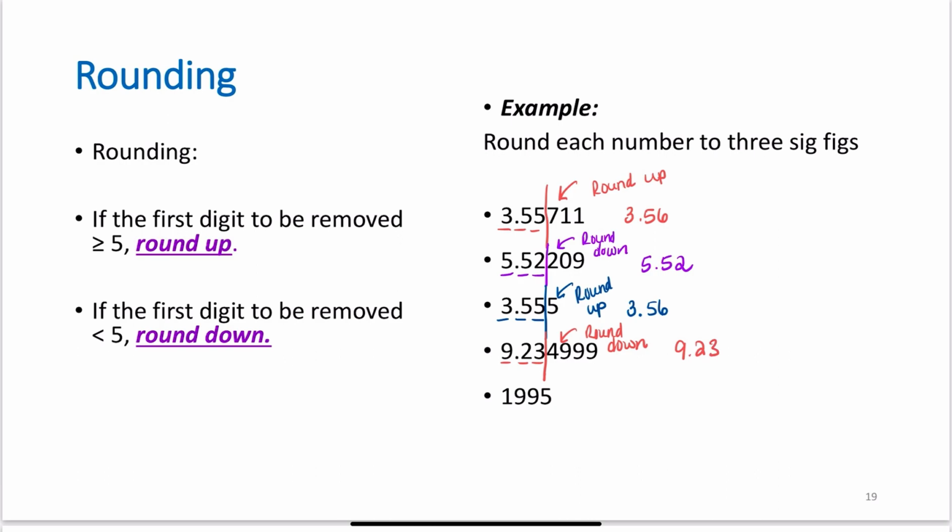9.23. And 1995. 1, 2, 3. I need to cut the number here. I need to round up. When I round up, that results in 2000, which only has one sig fig. So I'm going to have to present this as 2.00 times 10 to the third, 1, 2, 3 sig figs, and I round it up.